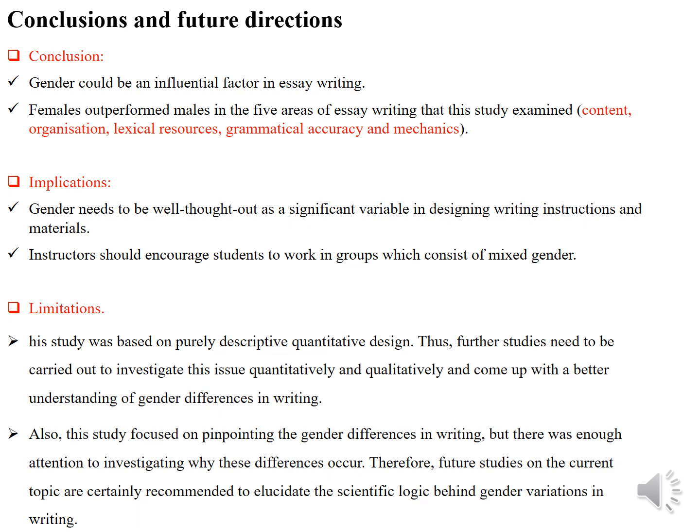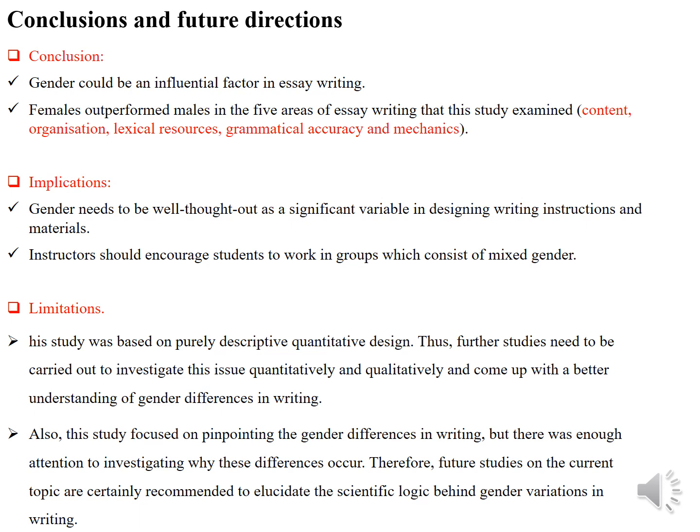However, my study has two limitations. Number one is that this study is purely descriptive. Future studies may investigate this issue using qualitative research design.